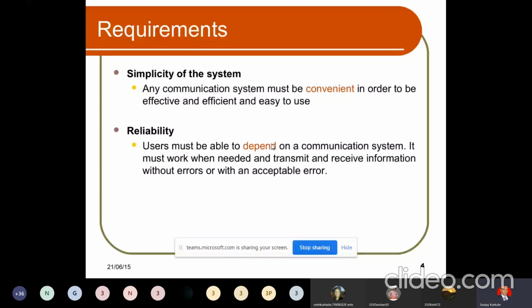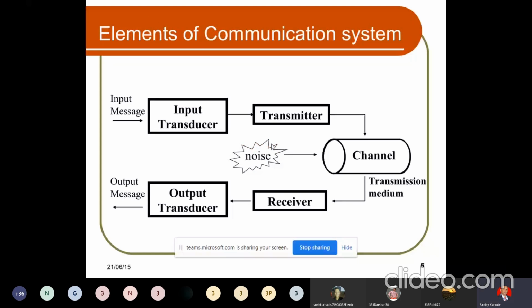Now let us come to the simplified block diagram of communication system. What are the different elements involved? First is your input message, input transducer. Sometimes the input message is in terms of voice, sometimes in terms of video information. So audio, video, whatever information is there, that is the input.